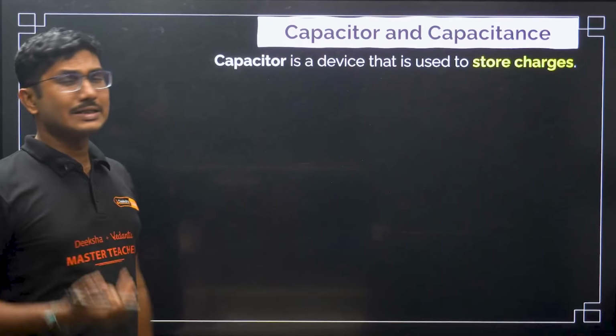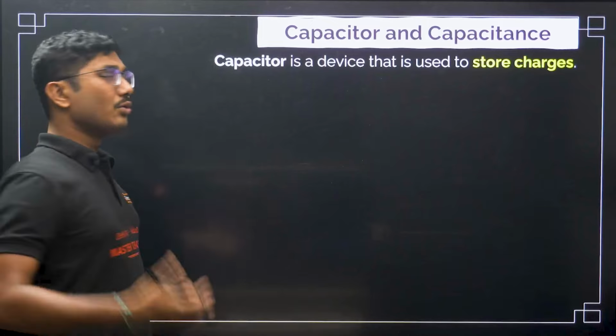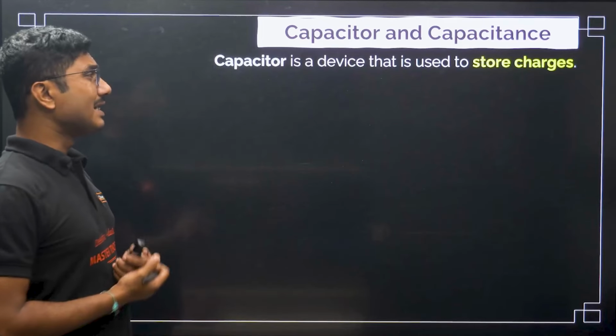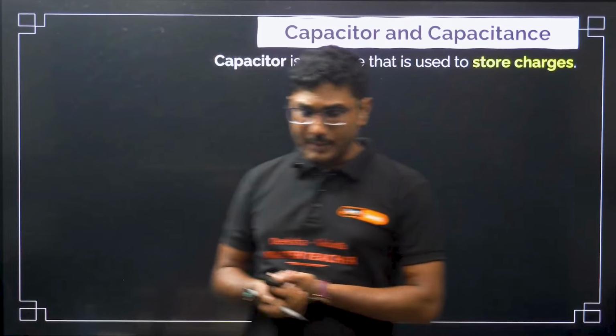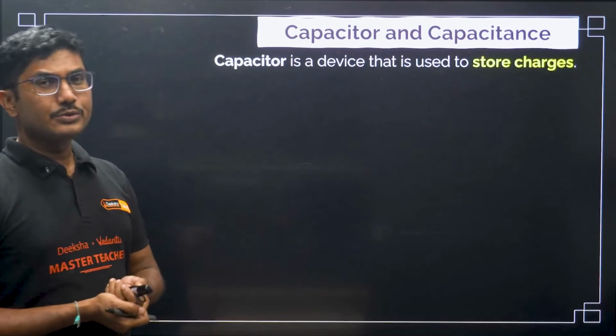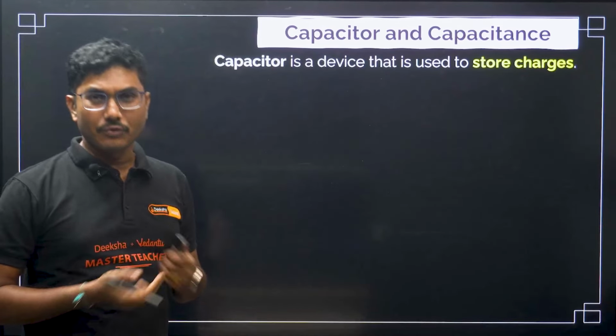Now, let us discuss capacitors. What is the role of a capacitor? A capacitor is a device used to store charges. The basic use of a capacitor is to store charges. It provides a constant voltage.